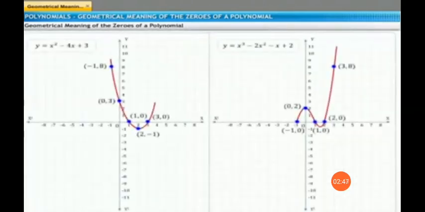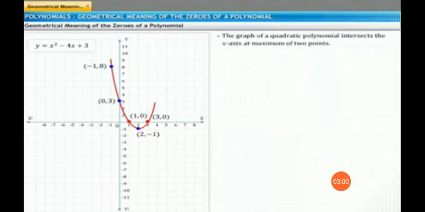Hence, for conclusion, after looking at both the graphs, we can say that the point of intersection in quadratic is 2 and cubic is 3. So, the graph of a quadratic polynomial intersects at a maximum of 2 points. So, it has a maximum of 2 zeros.